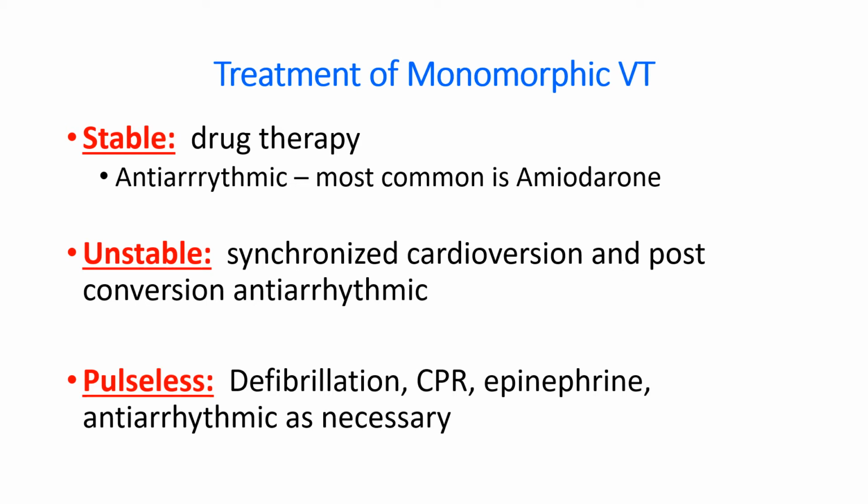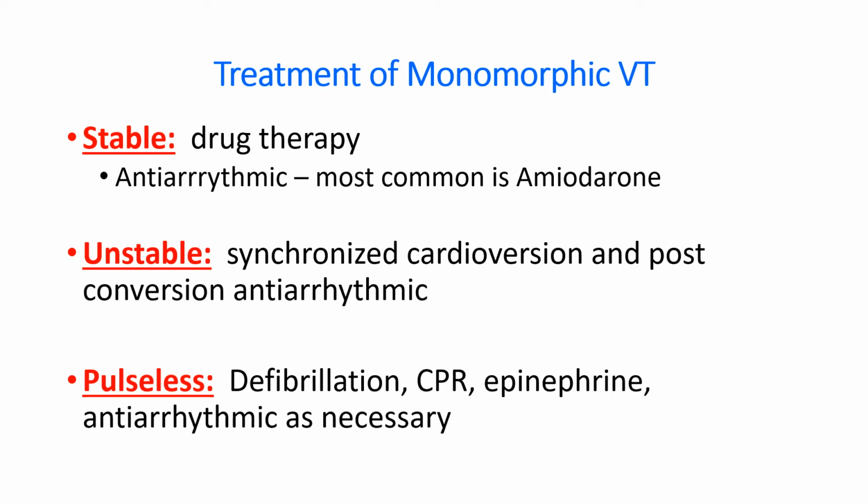You might want to get a 12-lead EKG, but you would give them an antiarrhythmic, and the most common is amiodarone. If the patient is unstable, so their blood pressure is low, they're diaphoretic, they're pale, they're having chest pain, shortness of breath, these patients are unstable and they need synchronized cardioversion very quickly.